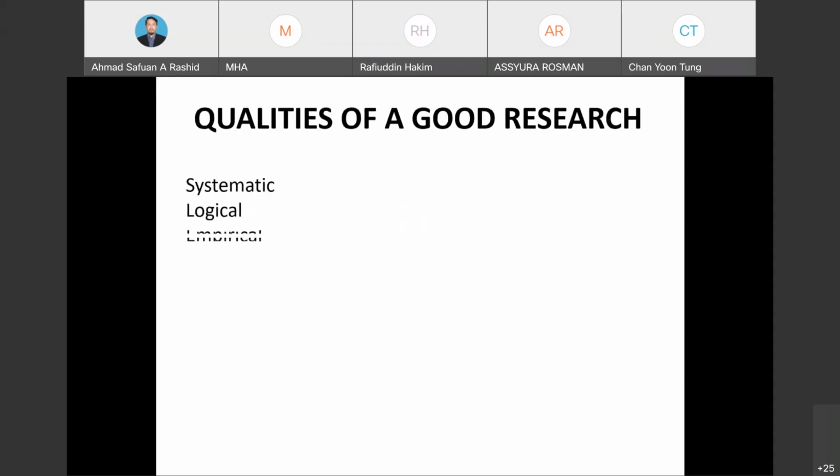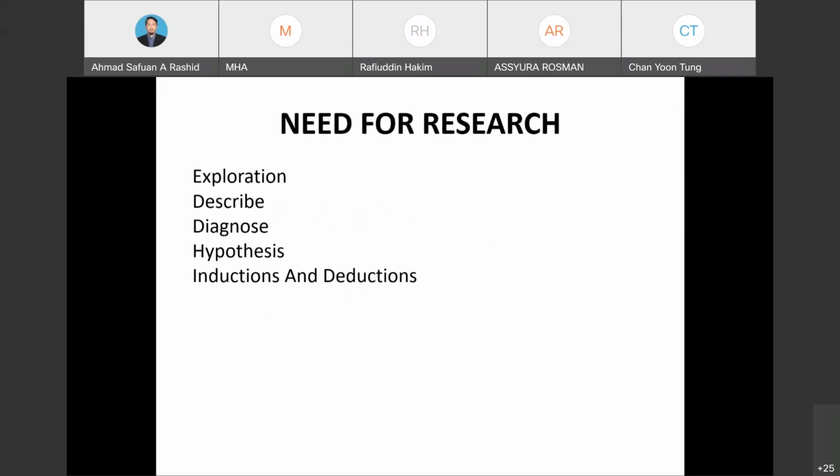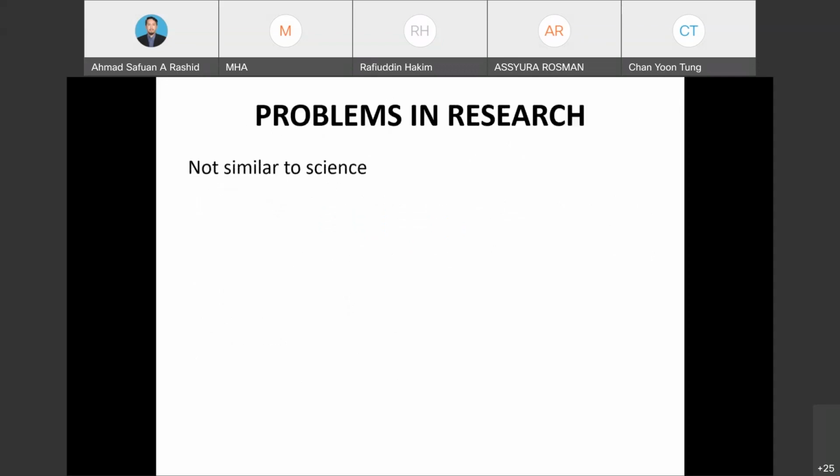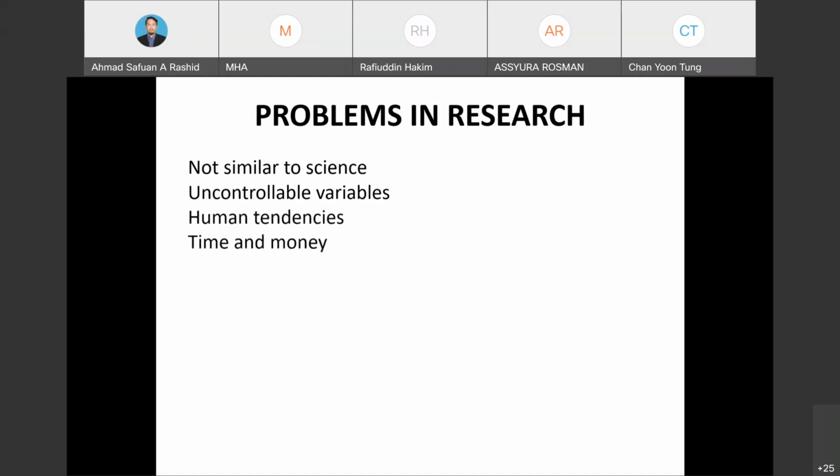Quality of good researchers. Need for research. Explore. Problem in research is not similar to science: uncontrollable variables. That is the problem, we could not control the variable. That's why we need this kind of dimensionless analysis or Buckingham Pi theorem. So that will be the error, human tendency, time and money.